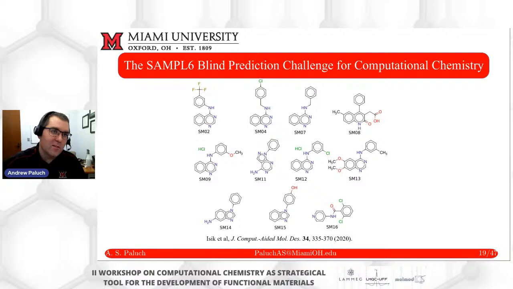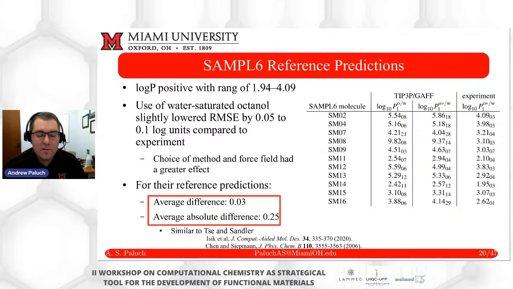And in their work, they used the experimental mutual solubility of water and octanol. And for the SAMPL6 challenge, they did this. The experimental log Ps span this range of 1.94 to 4.09. So just like Chen and Sandler, these are cases in which we have log Ps greater than 0, so there's preference for my octanol-rich phase. And so they found when they modeled that octanol-rich phase as being water saturated, the root mean squared error compared to experiments changed very little, and that the choice of method and force field had a greater effect. And when they looked at just the difference between their log Ps using pure octanol and water-saturated octanol, the average difference between their values was just 0.03 log units.